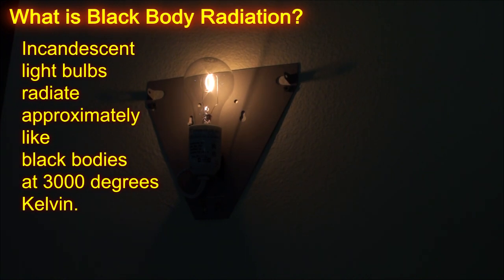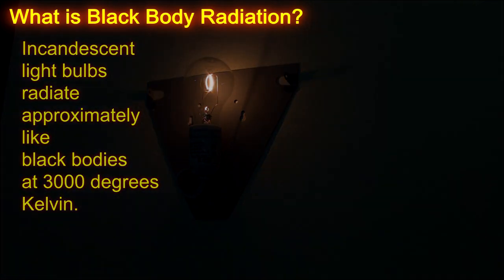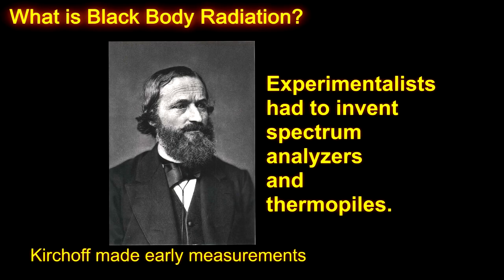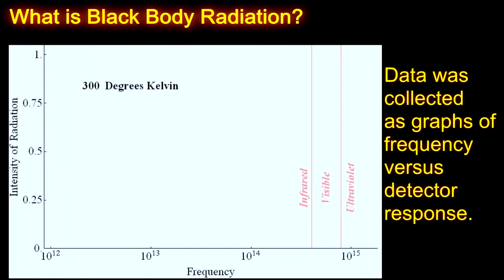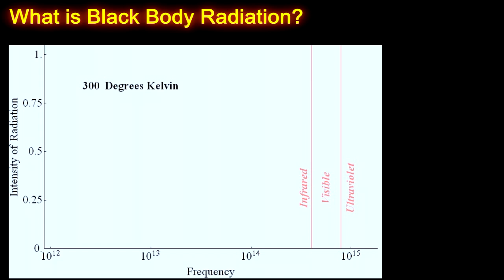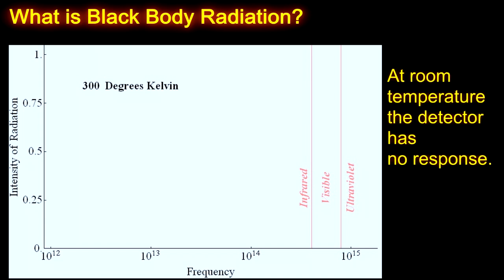That's enough of the real-world stuff. Let's get back to the laboratory. Simple measurements of blackbody radiation were first made around 1850. By 1880, experimentalists had figured out how to make full spectral measurements at a variety of temperatures. They plotted their data with frequency on the x-axis and response of their radiation detectors on the y-axis. At room temperature of 300 degrees Kelvin, the detector has no response and the curve looks like this.